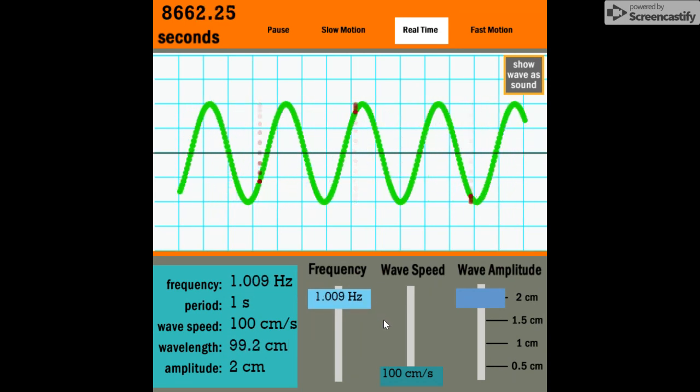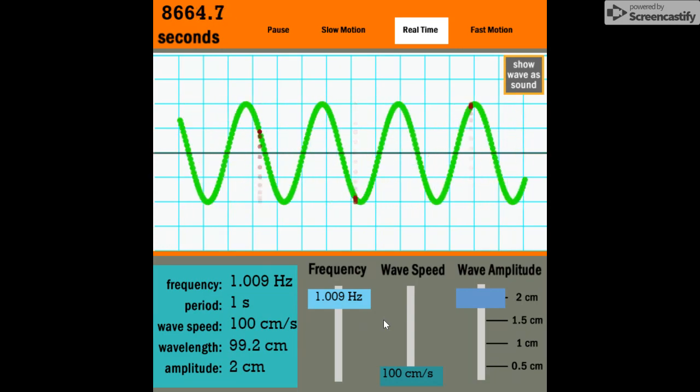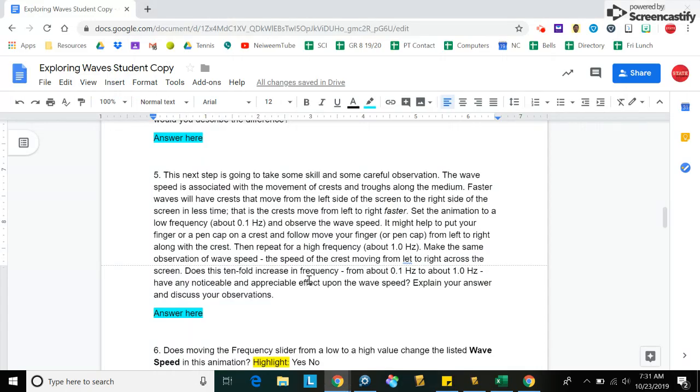Put your finger on a crest. How does it move? How does it differ? How does the wave speed change? Okay, so answer your question there.